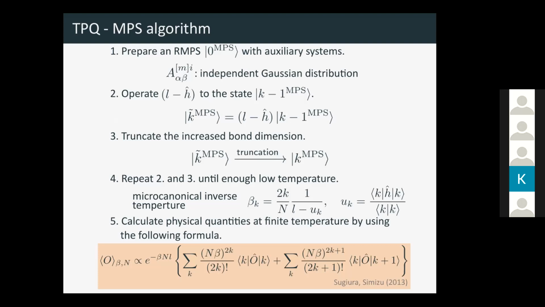Finally, we get the series of microcanonical typical states labeled by K. And the linear combinations of the expectation values obtained by this series of Ks give the canonical ensemble of the physical quantities of all temperature using this formula. To have better accuracy, we need to take about 5 to 10 rounds following step one to step five and take the average. But the number of averages required is much smaller than the other method.